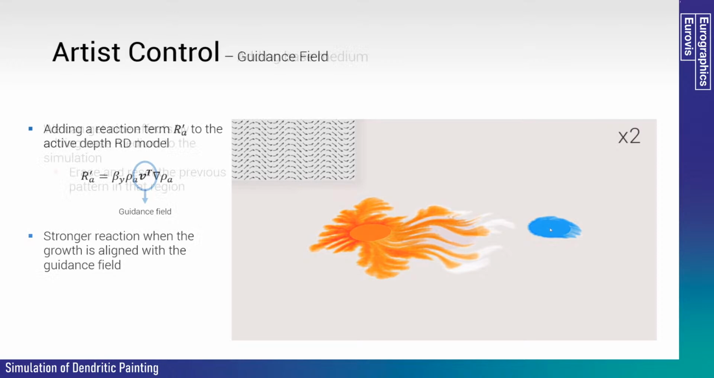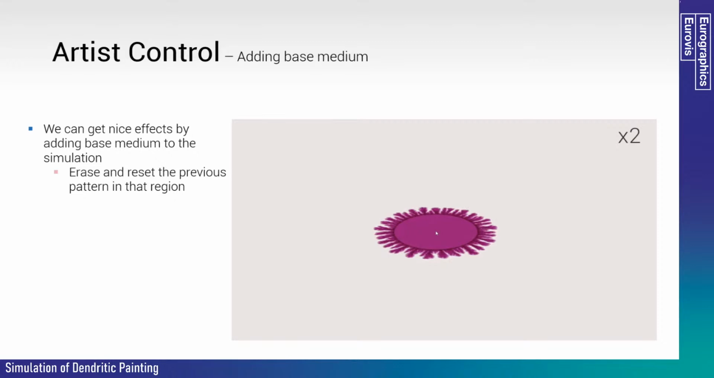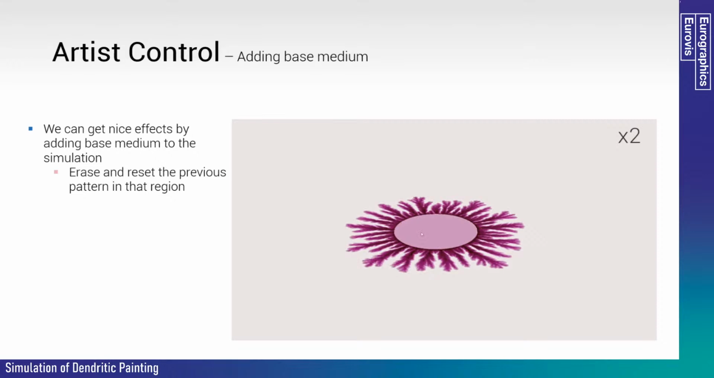We also allow the user to add a new base medium to the simulation. This action erases the previous pattern in that region, making the pattern grow again with new branches that propagate from the boundary to the inside, creating nice expansion and color variation effects.